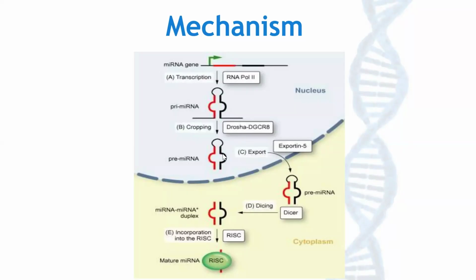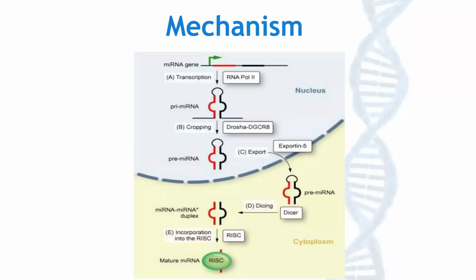And this precursor microRNA is then exported from the nucleus to the cytoplasm using a transporter called exportin 5. Then Dicer will act on this precursor microRNA to digest it, or cleave it, into short double-stranded microRNA.